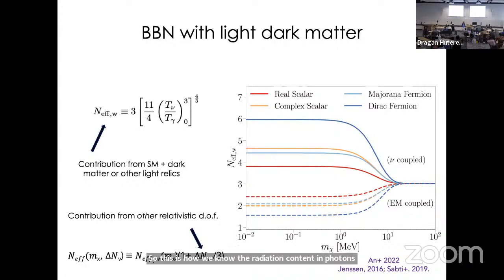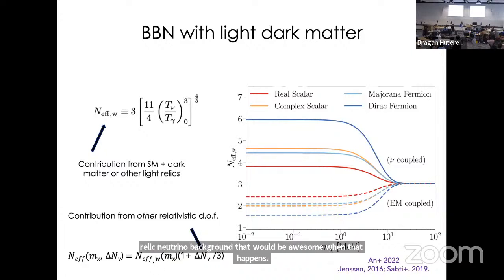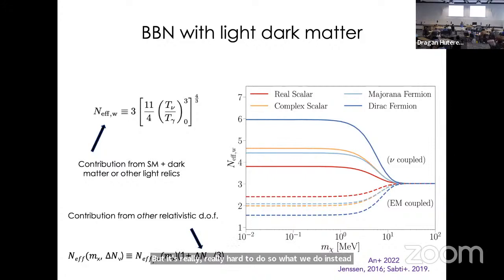But neutrinos are trickier. Those guys, we can't really measure the temperature of in the same direct way, by catching those particles. People are trying to do this. People are trying to detect the relic neutrino background. That would be awesome when that happens, but it's really, really hard to do. So what we do instead is we track the effects of that little bit of additional energy density in our universe that should be there because of neutrinos.